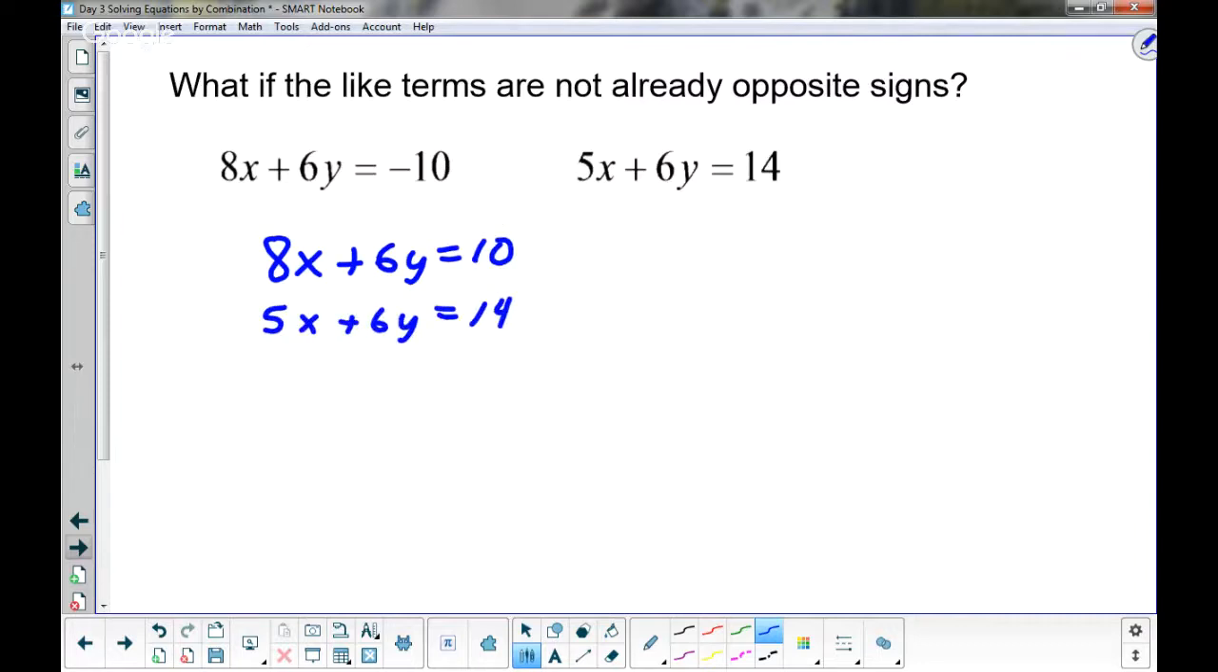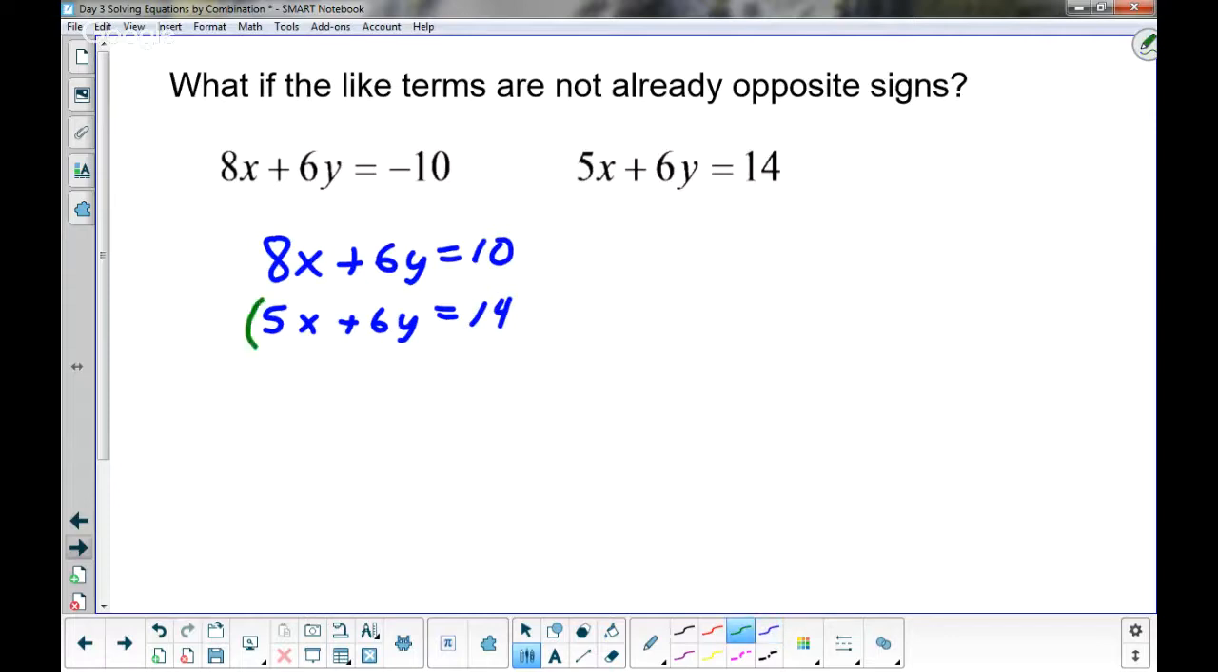All right, so we see here that variables and numbers are all lined up, great. However, we can't eliminate anything because we're thinking y right now, which is what we should be doing. But we can't eliminate them because they're both positive. We add them together, it's 12, not 0. So we have to get rid of one, so we have to make one the opposite. That's why we say we have to multiply.